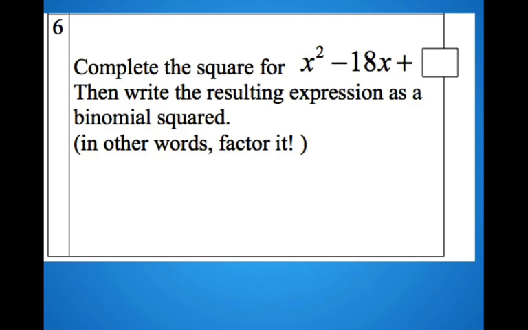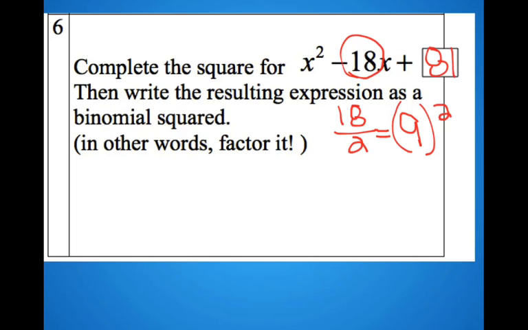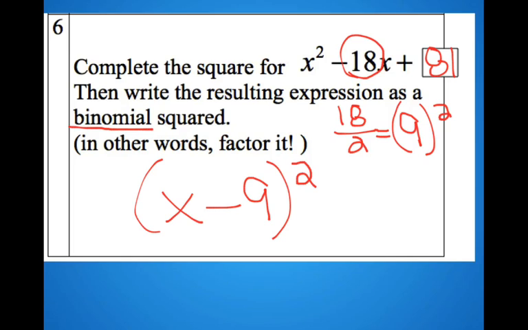Okay, complete the square, so we're looking for half of 18, so half of that number. 18 divided by 2 is 9, and then we have to square it. So the magic number is 81. Then it says, write the resulting expression as a binomial squared. So this is the part where we just factor it. So this factors nicely as x minus 9 quantity squared. So you can tell that's a stepping stone to completing the square.